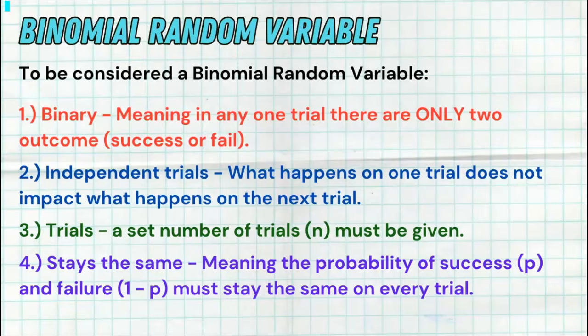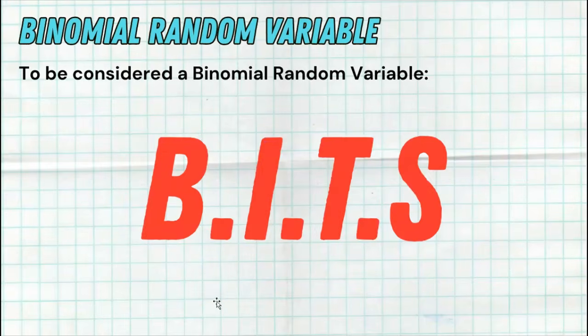Now, one way we could remember this is using an acronym. We can remember B for binary, I for independent, T for number of trials, and S for probability stays the same. So if we remember the acronym BITS, B-I-T-S, we can remember the four things that we have to check to make sure we have a binomial random variable. All right, let's look at a couple of examples.